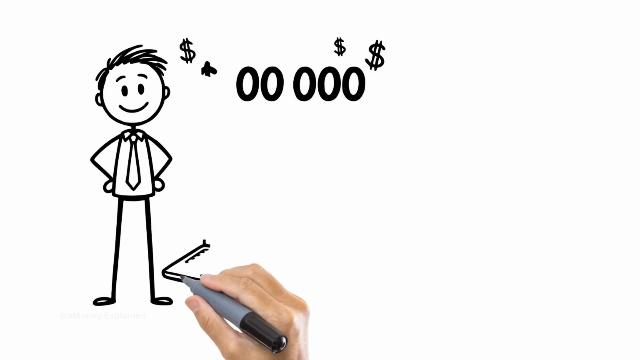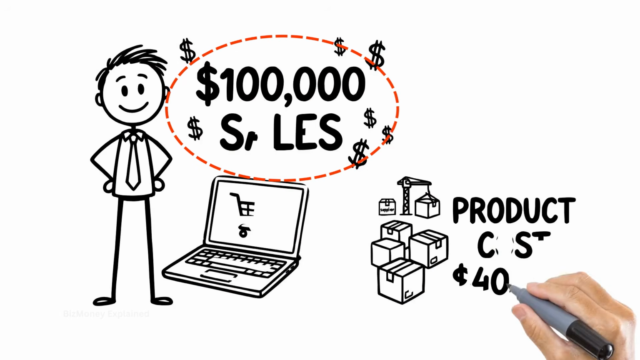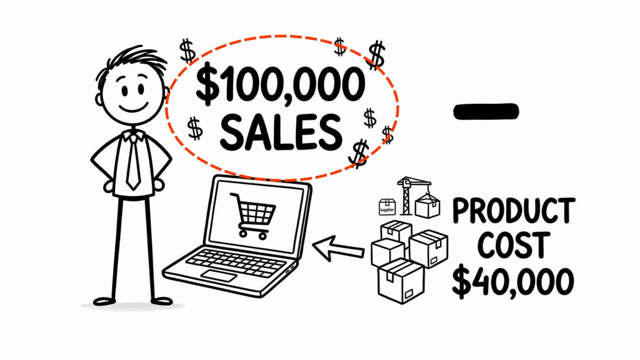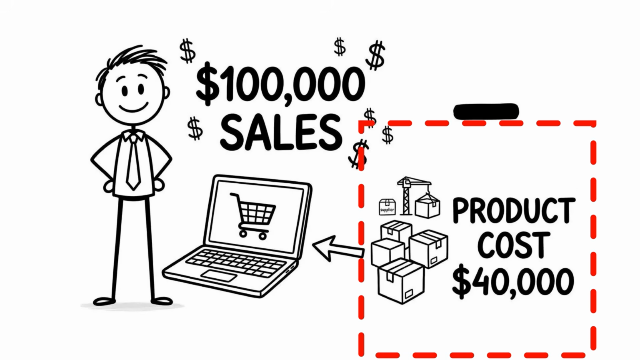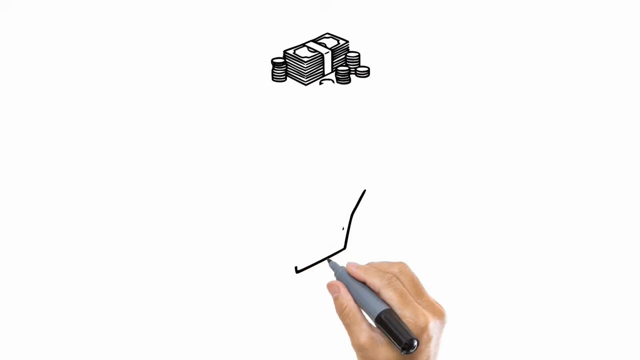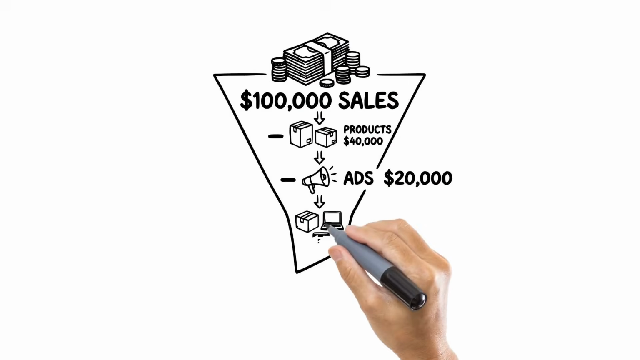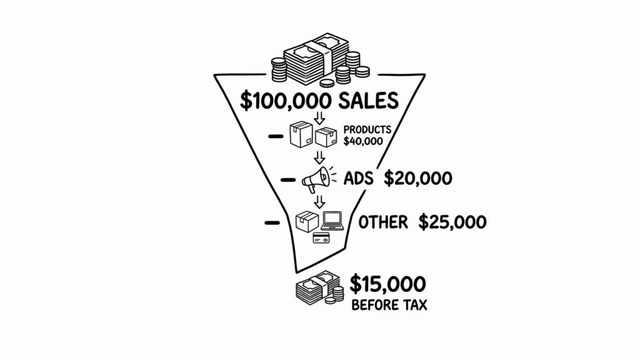Separate revenue from profit. Suppose an online store sells $100,000 worth of products during the year. The owner proudly says, "My business makes $100,000, but the products cost $40,000 to purchase. Advertising costs $20,000. Shipping, software, payment processing, and other expenses consume another $25,000. The business actually keeps only $15,000 before taxes."